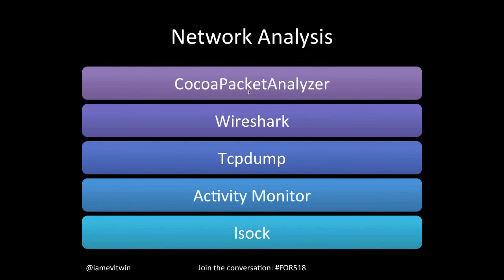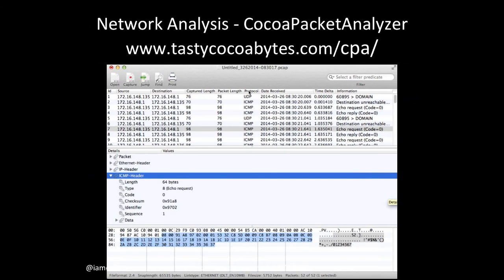So last up, we have network analysis. So these are things like, you know, what's going over the wire? What is it beaconing out to? What is it trying to download? So first application is a Mac-specific application. It's a Cocoa Packet Analyzer. You can download it from tastycocobytes.com.